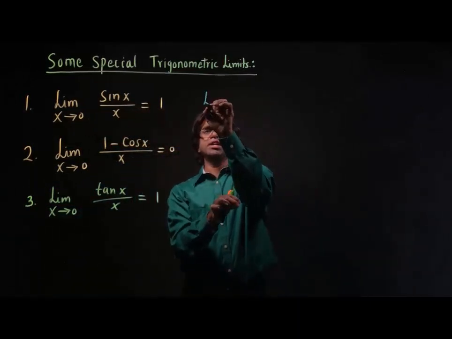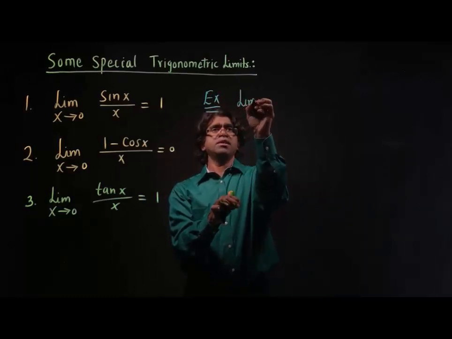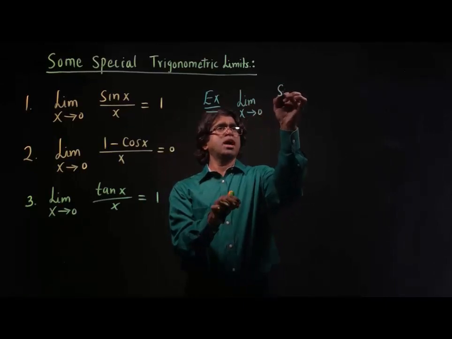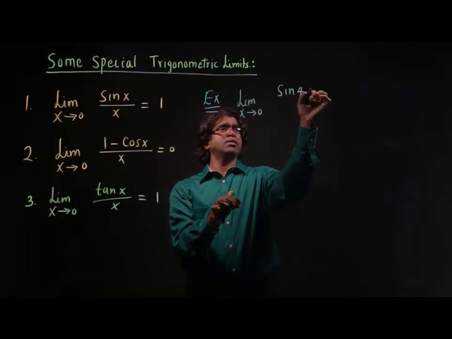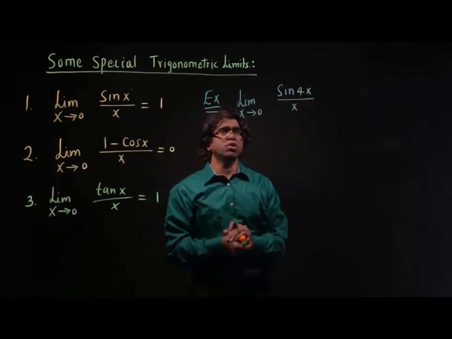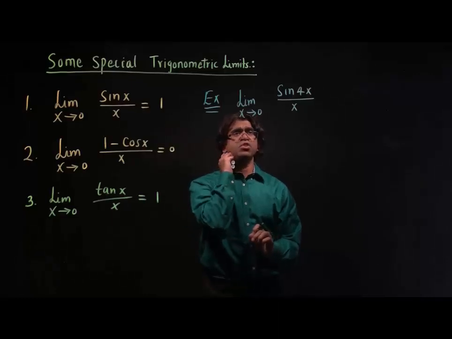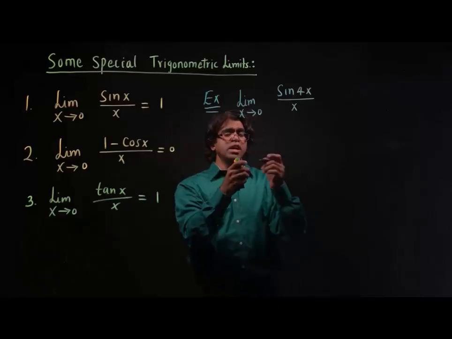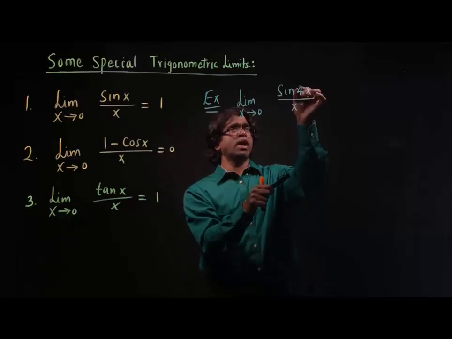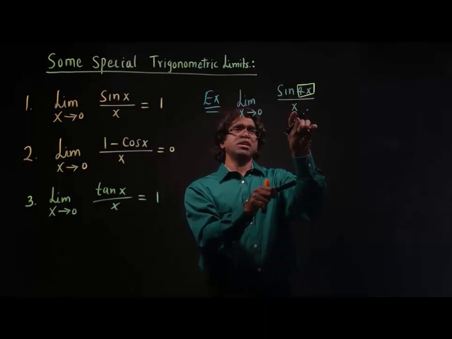So my example is: find the limit x tends to 0, sine 4x over x, right? So as you can see, my limit is given right here and we need to find the limit. If you look at the limit, my function is sine 4x, and I have x at the denominator.